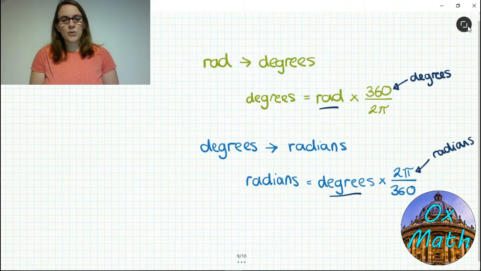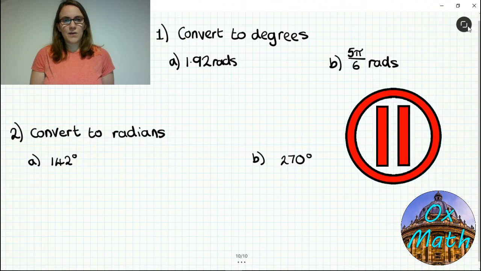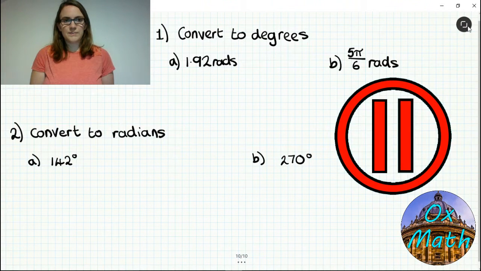Remember that you are expecting the degrees answer to be bigger than the radians answer because 1 radian is 57.3 degrees, and vice versa, you are expecting a radians answer to be smaller than a degrees answer. So if it goes the wrong way, then you've done your ratio the wrong way up. So check your understanding of radians and have a go at doing these conversions.